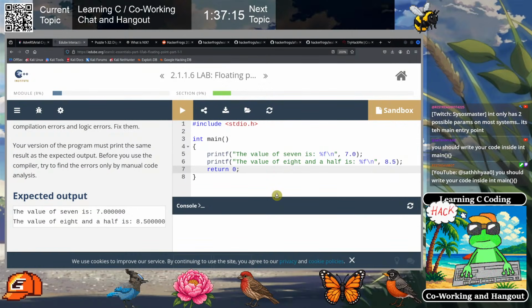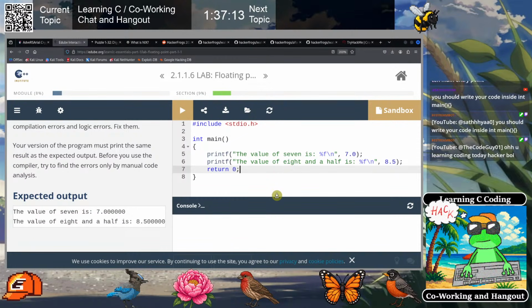Okay, you should write your code inside of the int main. Okay, you're learning coding today, hacker boy. Yeah, the code guy. Hello, nice to see you here. You're the code guy, so you must know a lot about coding. What coding languages do you code in, the code guy?